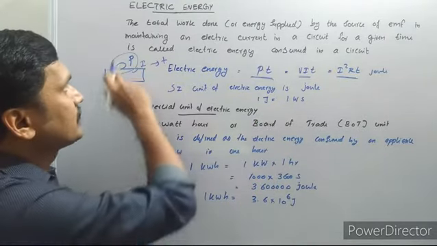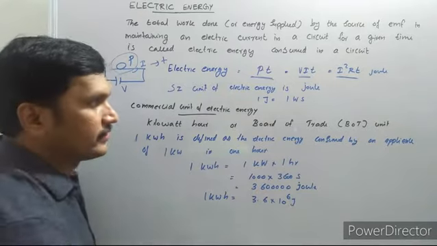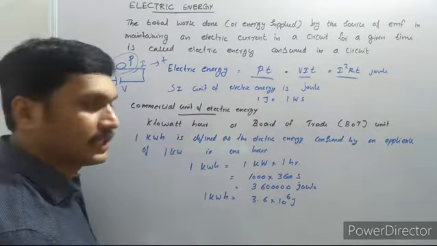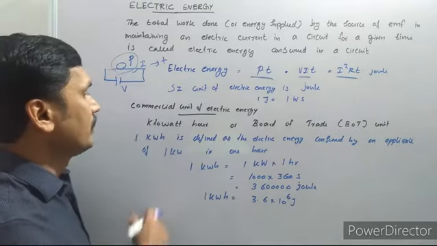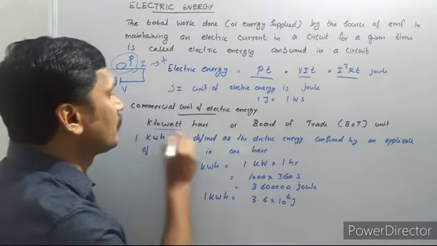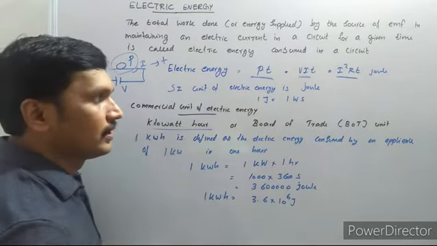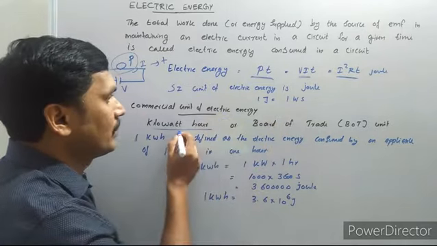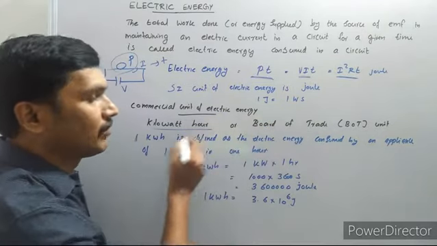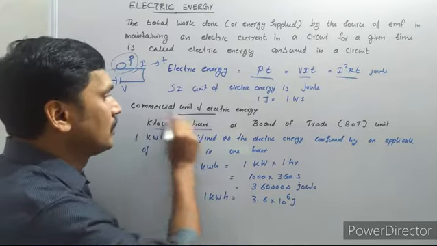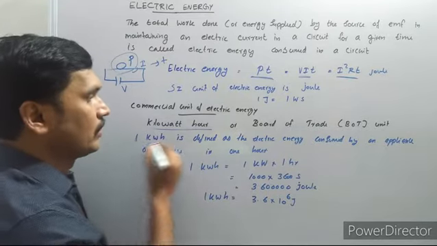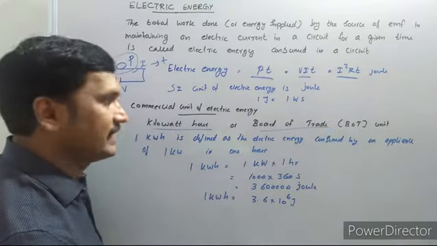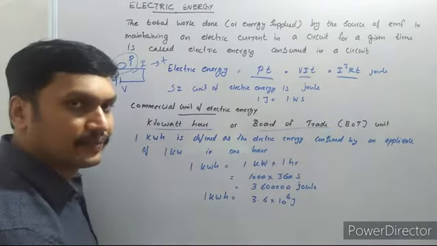Now, that is the SI unit. The SI unit is joule. And we have a commercial unit for electric energy. The commercial unit of electric energy is kilowatt hour. In that unit, instead of watt we use kilowatt, and instead of second we use hour. That is 1 kilowatt hour. This kilowatt hour is also known as the board of trade unit.